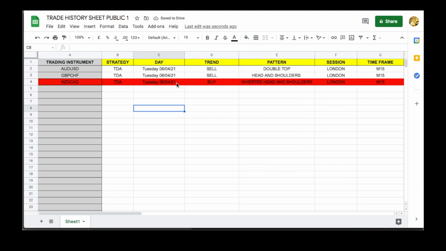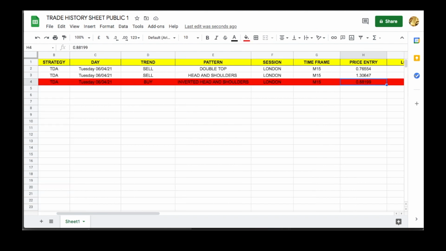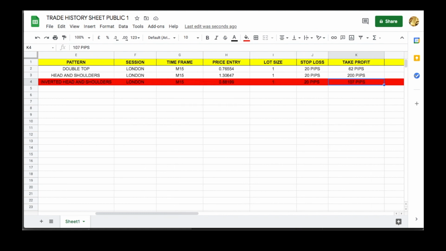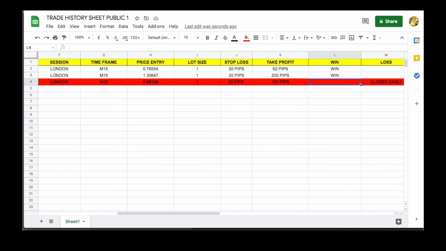So you can see this whole column is red to just show me straight away this was a losing trade. It was a top-down analysis, Tuesday the 6th of April 2021. It was a buy, an inverted head and shoulders. London session, 15-minute chart. Here was the price entry level, lot size 1, 20 pips, and a 107 pip take profit was what I was looking for.